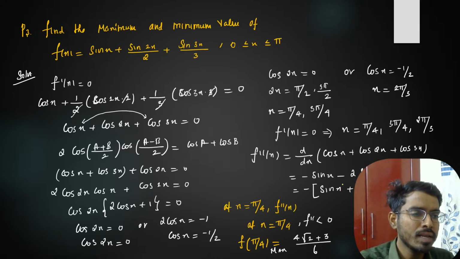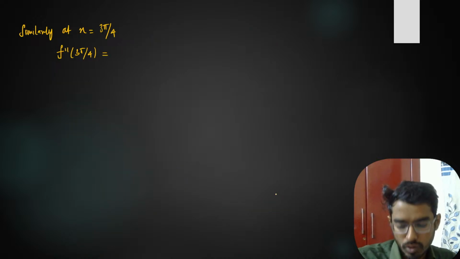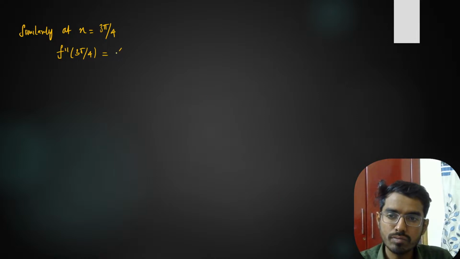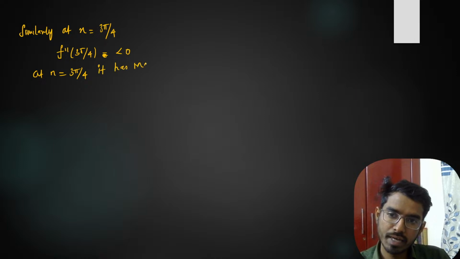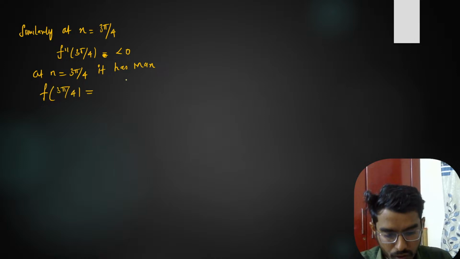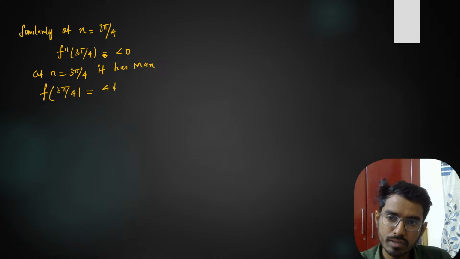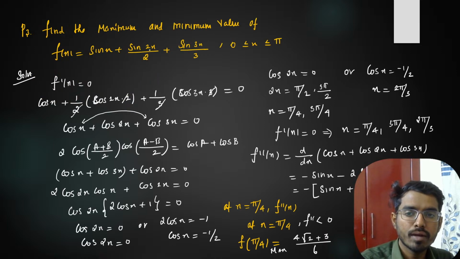All are very basic elementary maths. You can find basic trigonometric values. So you will get f double dash of 3 pi by 4 as less than 0, right? Less than 0. So at x is equal to 3 pi by 4, it has maxima again. So again, maximum value is f of 3 pi by 4. So we'll get f of 3 pi by 4 as (4 root 2 minus 3)/6. Just substitute 3 pi by 4 here, right?